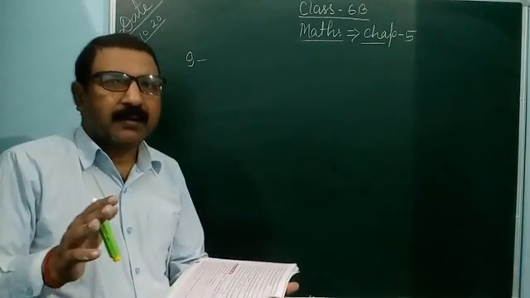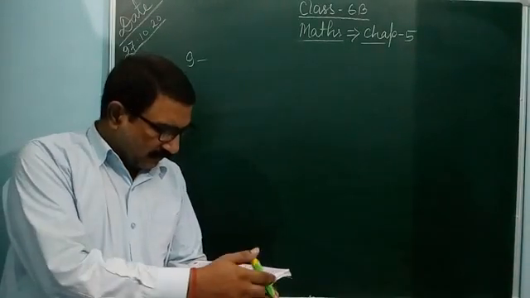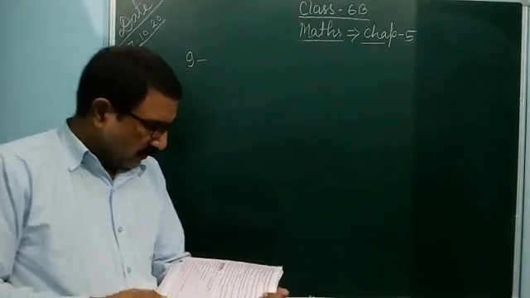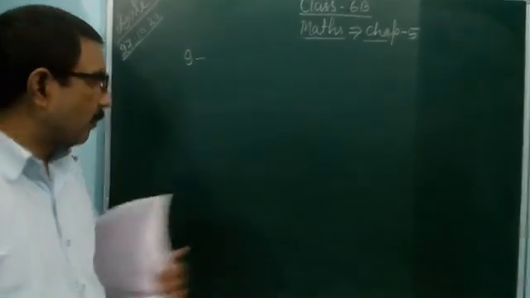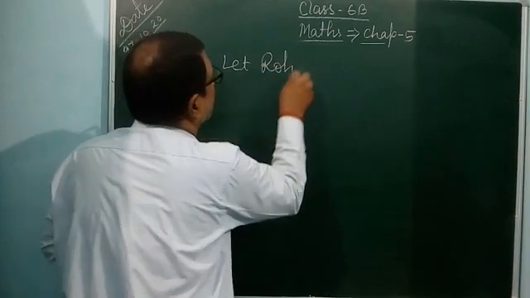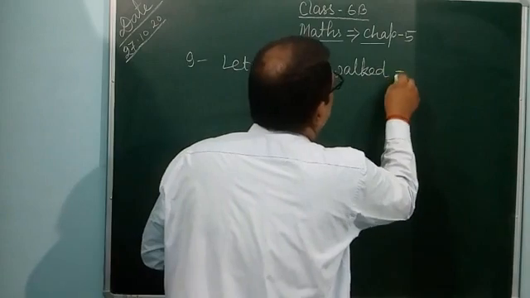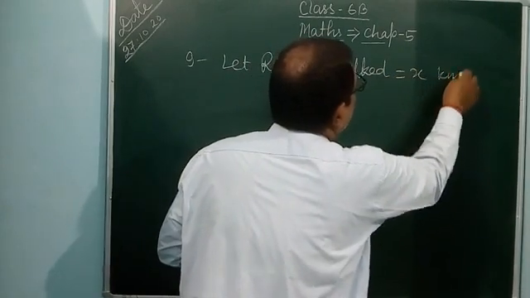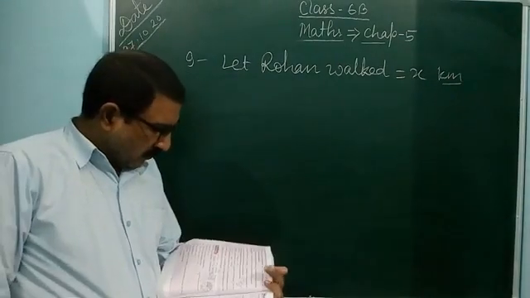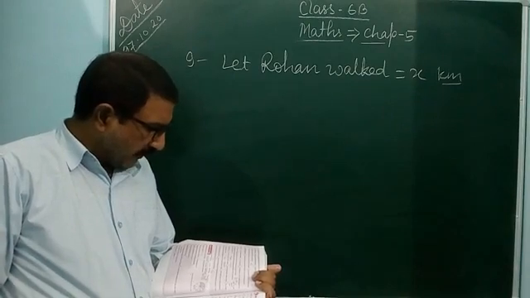So you have no idea about Rohan, what distance Rohan walked. So you can consider that Rohan walked x kilometer. Let Rohan walk x kilometer. The unit is kilometer, so kilometer, meter, so meter. So kilometer. After that, you can find out Prem.